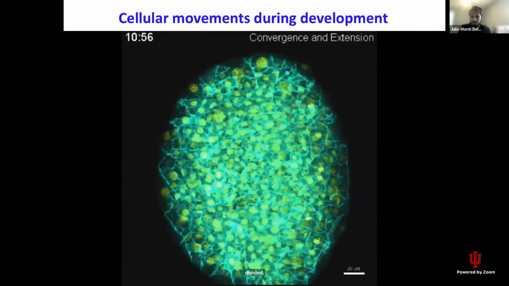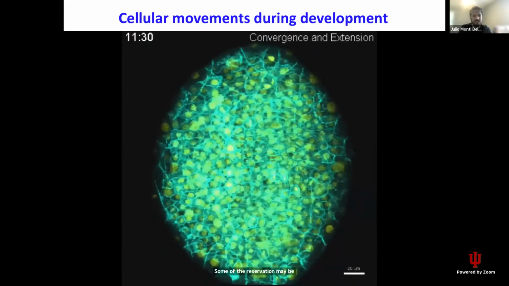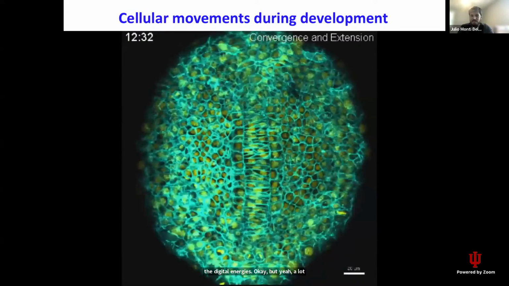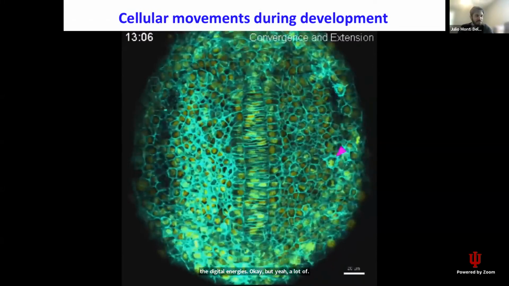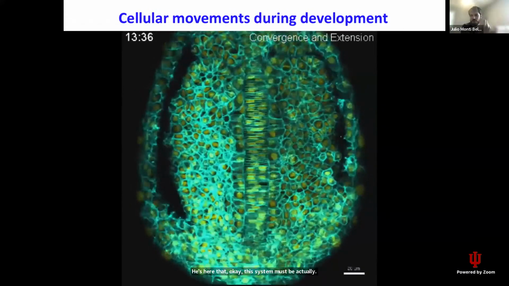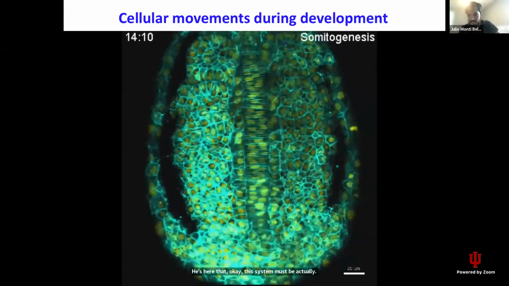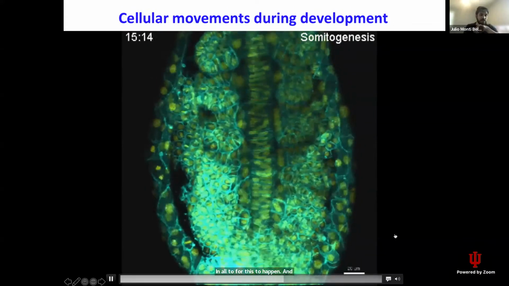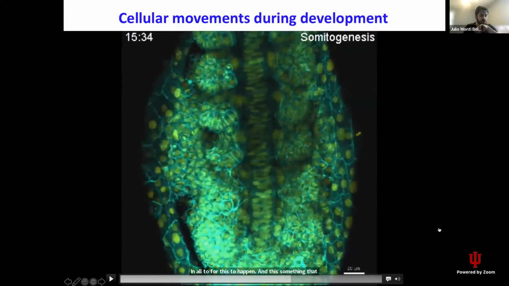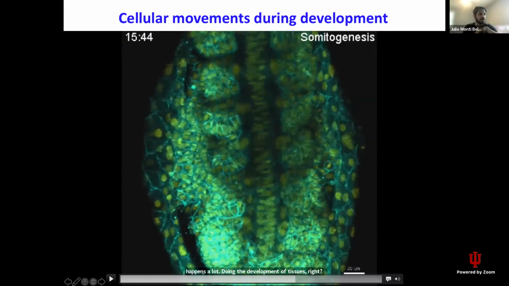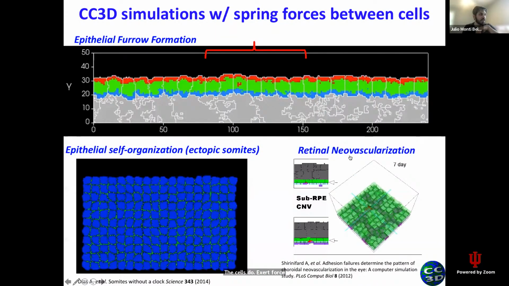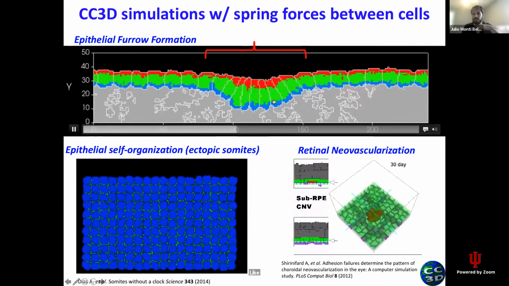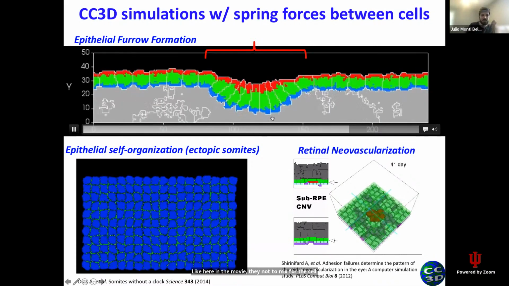Some of the observations may be driven by differences in adhesion energies, okay? But there are a lot of things here where the cells must actually be adding force on top of one another, maybe pulling one another, in order for this to happen, right? And this is something that happens a lot during the development of tissues. The cells do exert force on one another, okay? And like here in this movie, the cell actually has to pull its neighbors, okay?